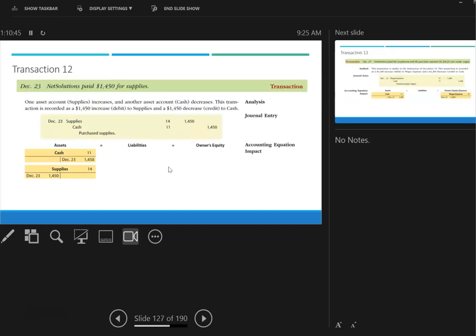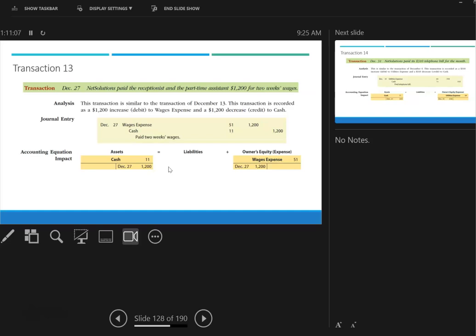Accounts receivable, which is an asset, is getting decreased because they don't owe us anymore, right? Net Solutions paid $1,450 for supplies. What is happening? Decreasing cash, increase in asset, right? One asset's going up, one asset's going down. Got it?